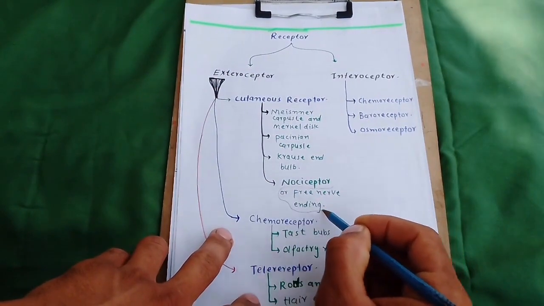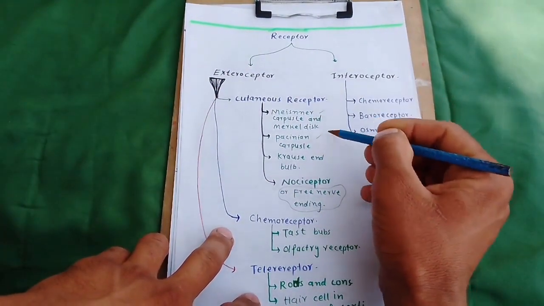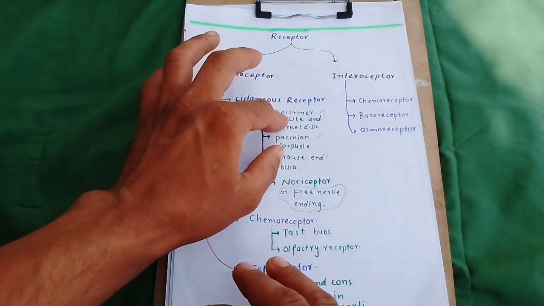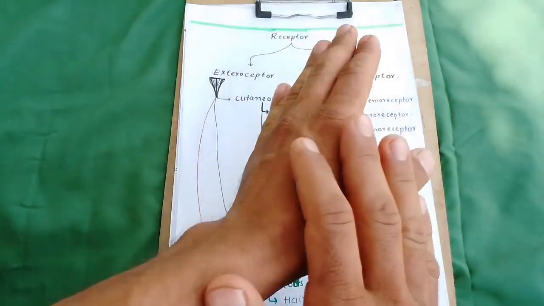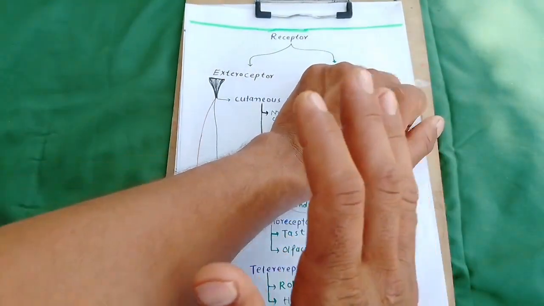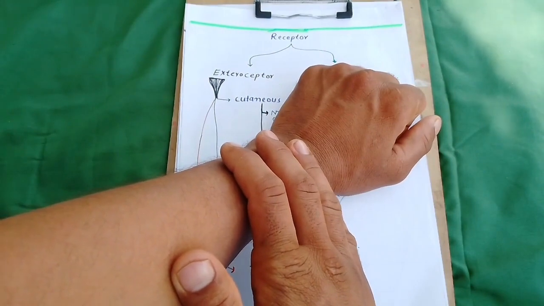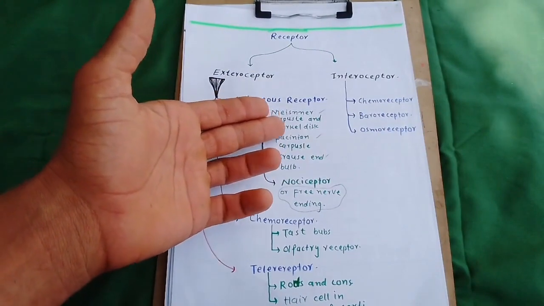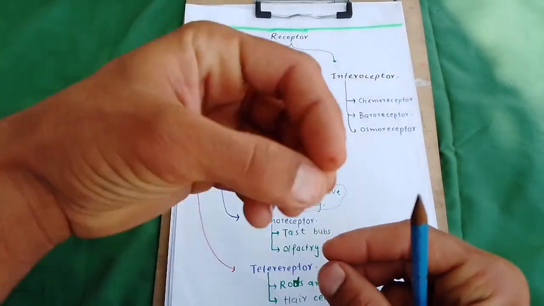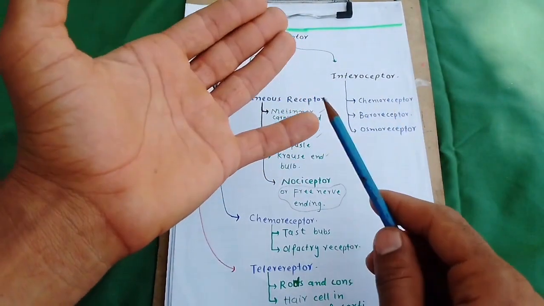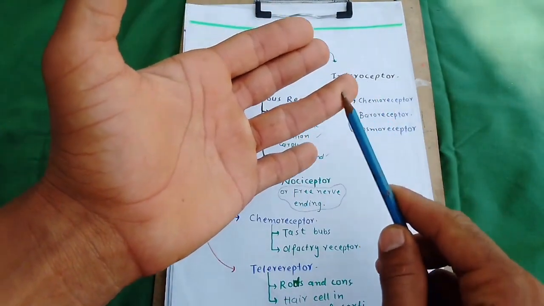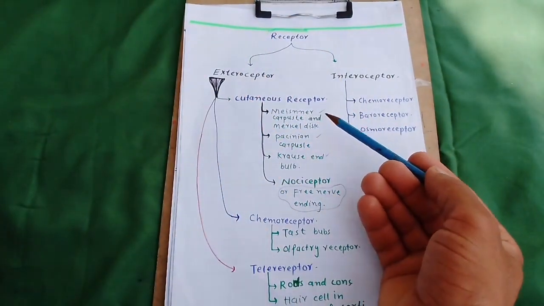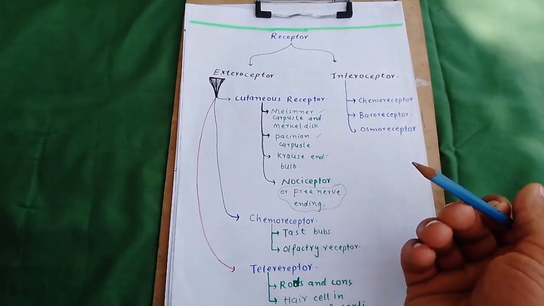I will discuss this in more detail later, but I will leave these three. So these are the receptors which are present. These are the mechanoreceptors. These are the cutaneous receptors. Cutaneous receptors are those receptors which are present in the skin and respond to mechanical stimuli. These are called mechanical receptors because they respond to mechanical stimuli like touch, pressure, coolness, heat, and vibration. Some receptors are responsible for vibration, some for touch, some for pain, some for coolness.